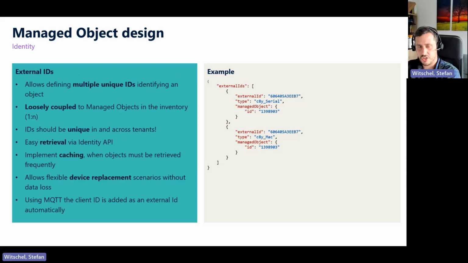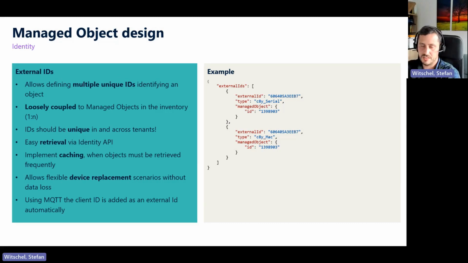Now let's talk about the managed object design in detail. So first of all, when we talk about managed object, again, we are in the inventory part now. We're talking about metadata. A good thing is that you assign an external ID to that. In Cumulocity IoT, we have a loosely coupled concept for that. All the inventory objects have mainly an internal ID, which is generated when you create them. You can see them on the right here on the ID. This is an example of an internal ID.